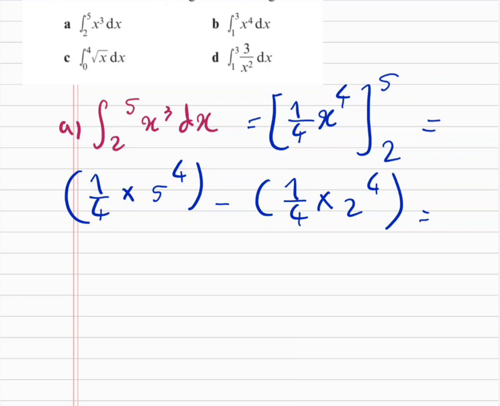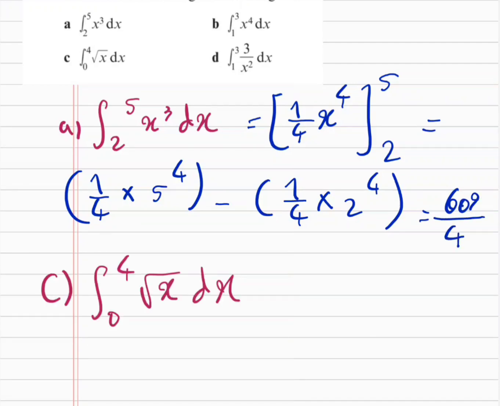And if we solve this, we are going to get 609 over 4. Okay, now let's do part C. We want to integrate root x between 0 and 4.